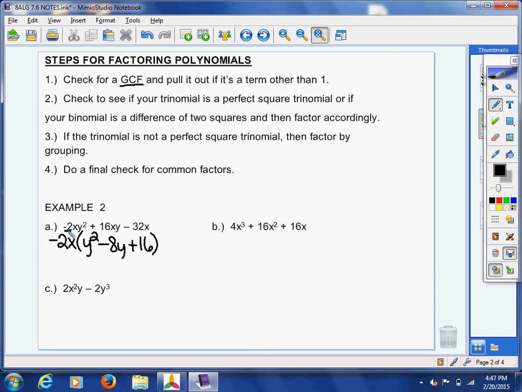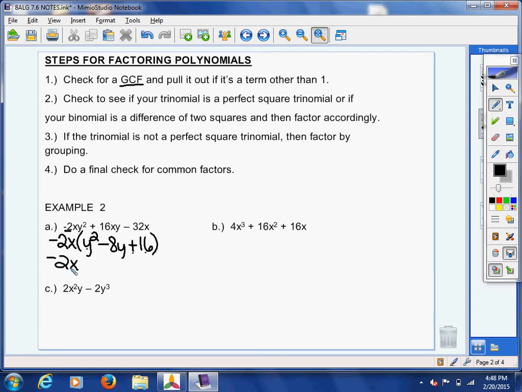Let's see here. We pulled out the GCF. Now, step 2, we have a trinomial. So let's check and see if our trinomial is a perfect square trinomial, okay? y squared is perfect. 16 is also a perfect square, and 16 is positive. This has the makings of being a perfect square trinomial.